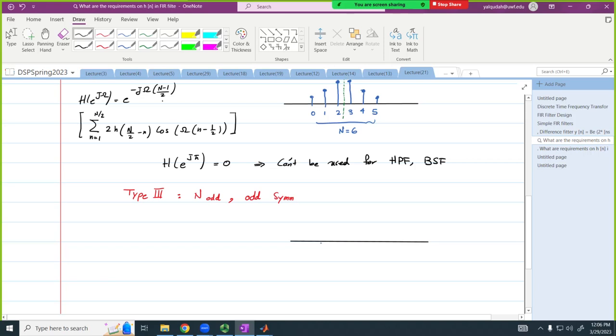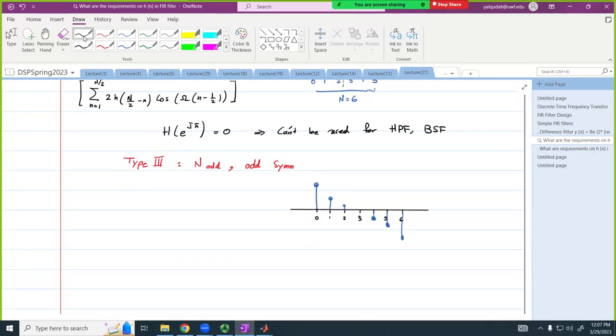So n is odd: 0, 1, 2, 3, 4, 5, and 6. So we're going to have something that might look something like this. See the symmetry? The odd symmetry around the 3. Okay.